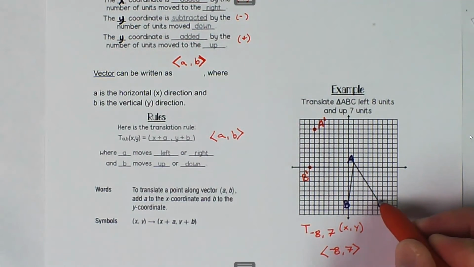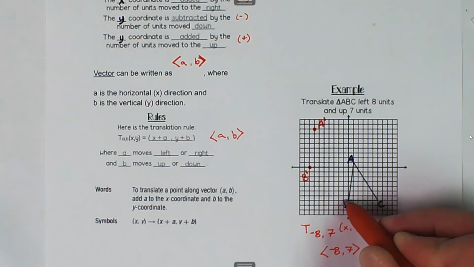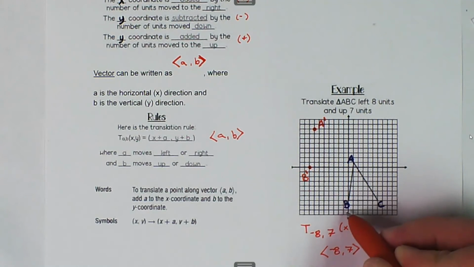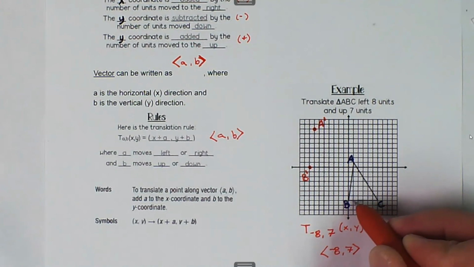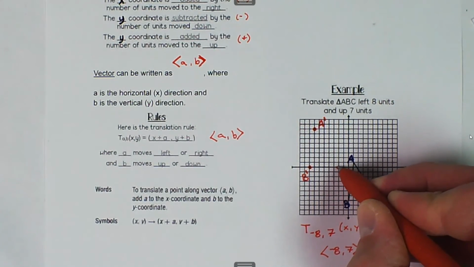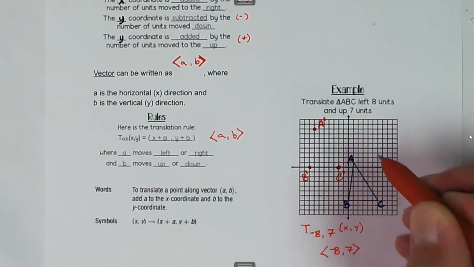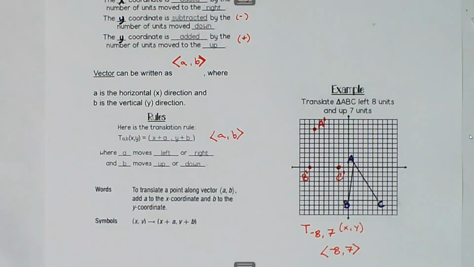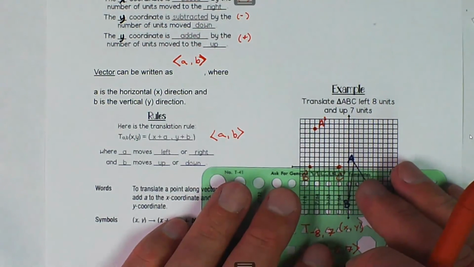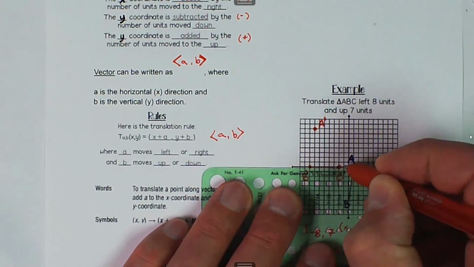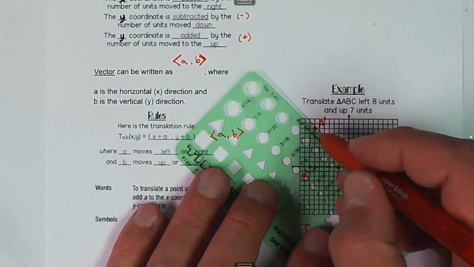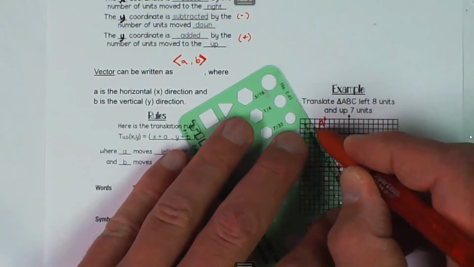And then C prime is over 8, and then up 7. And it should be on the same line as B because they're on the same line already. Over 8, and then up 7. That puts us right here, and that's going to be C prime. And then we can sketch our new image.